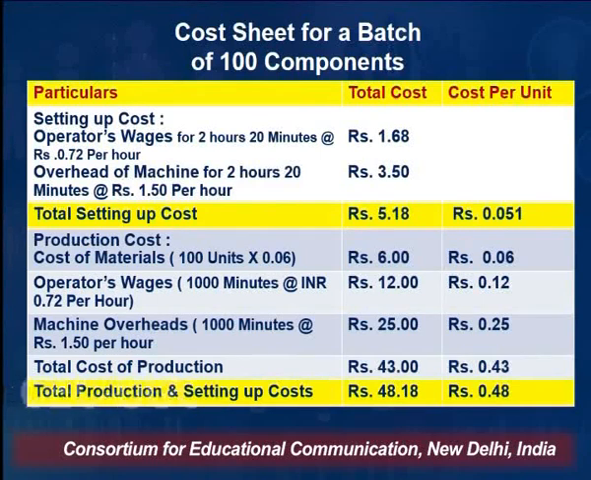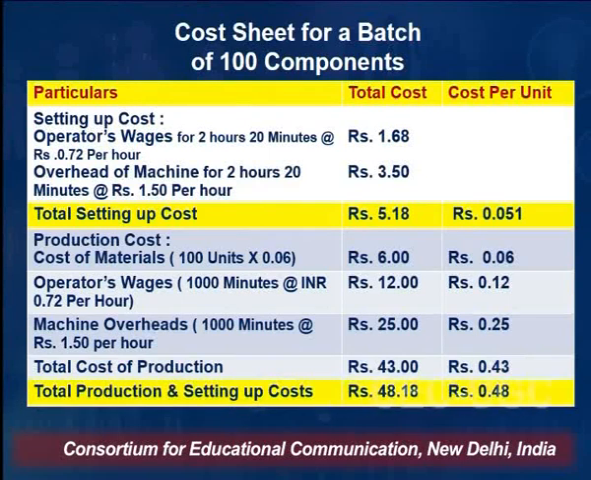Rate per hour remains constant, that is 0.72 per hour, and if you multiply, the value comes to be 12 rupees. Machine overhead, the same process, you have 1000 minutes, and by machine hour rate you have to multiply to arrive at the total value of 25 rupees. Now here, my dear learners, the total cost of production comes to be 43 rupees, whereas setting up cost remains constant, that is 5.18. So my total production and setting up cost comes to be 48.18 rupees.